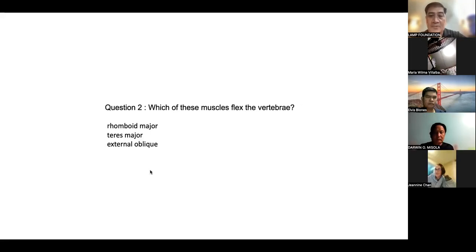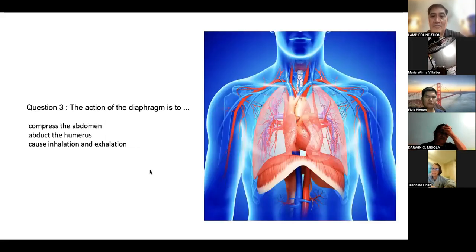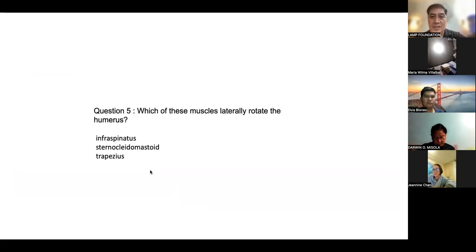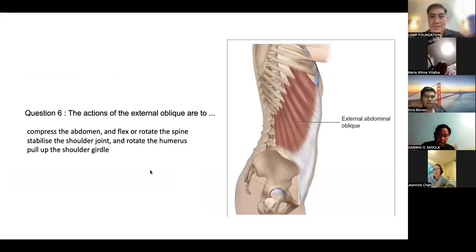Which of these muscles flex the vertebrae? External oblique. Very good. Action of the diaphragm? Cause inhalation and exhalation. Action of the pectoralis major is to adduct and medially rotate the humerus. True or false? My answer is true. Good. Which of these muscles laterally rotate the humerus? Infraspinatus. Very good. Actions of the external oblique are to compress the abdomen and flex or rotate the spine.